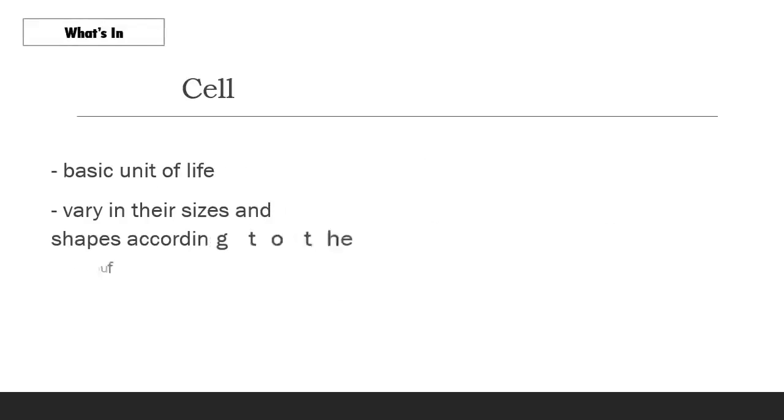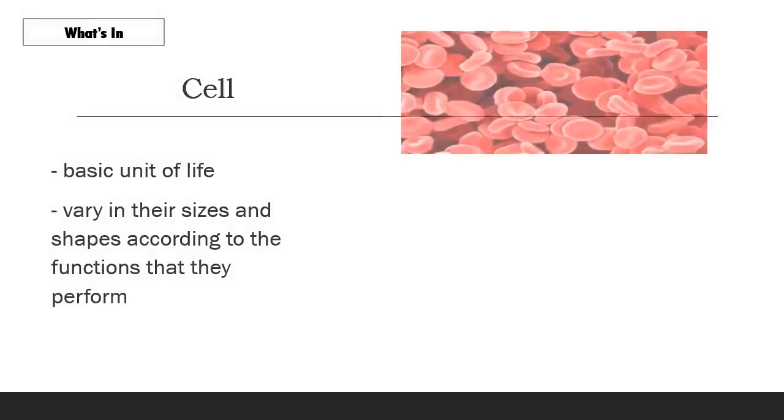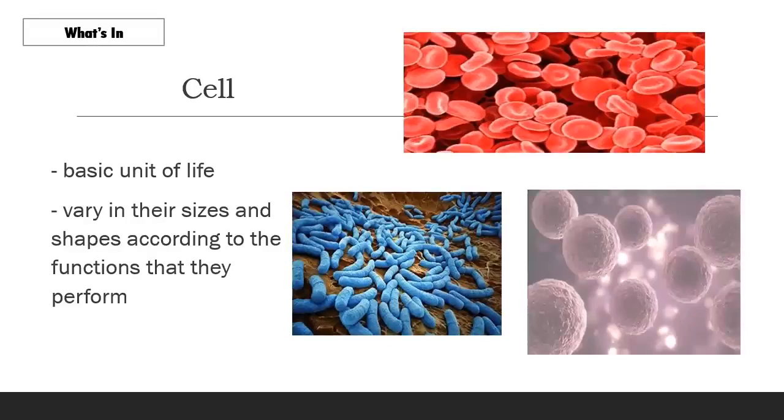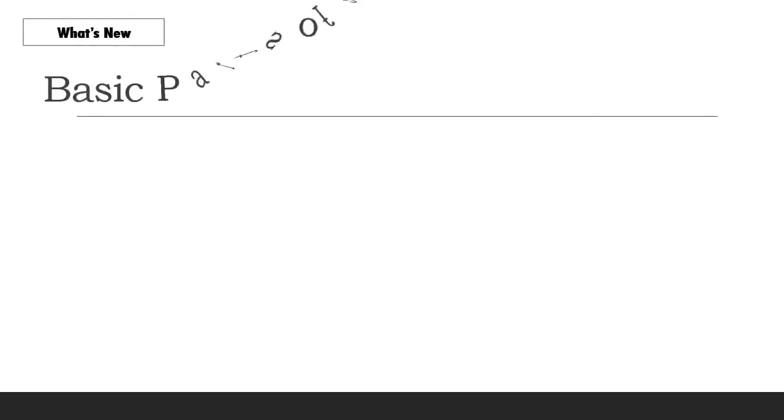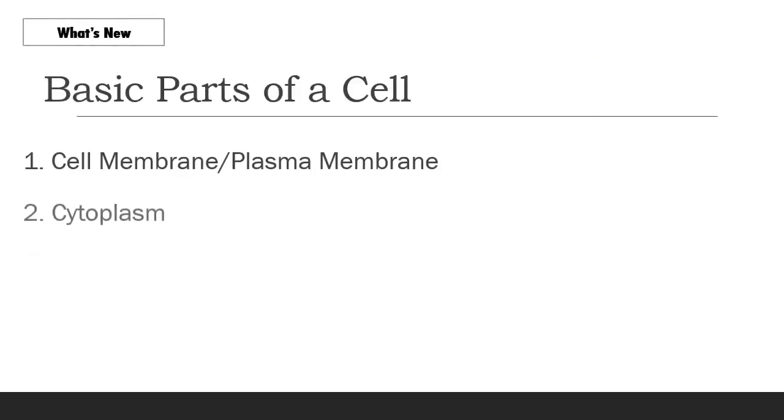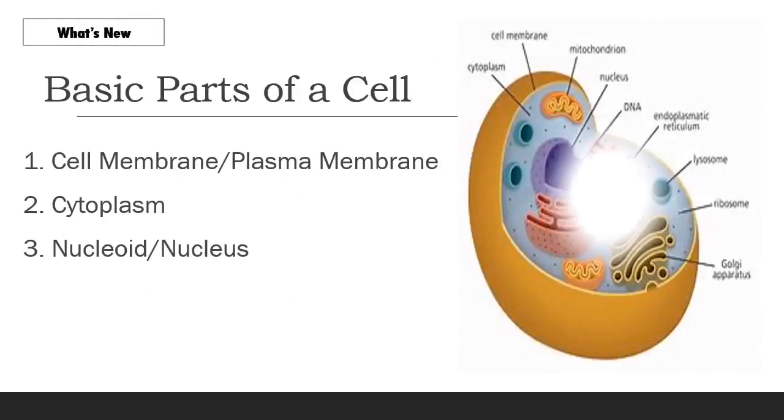Let's go back to the definition of a cell. Cell is the basic unit of life. As you can see in the picture, it comes in various shapes and sizes. This slide shows the general parts of the cell. We have the cell membrane, the cytoplasm, and the nucleus or nucleoid.